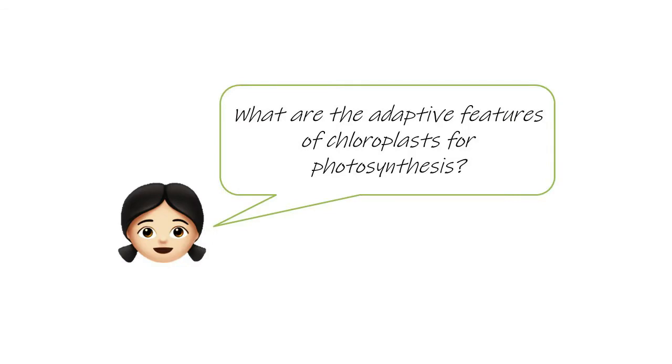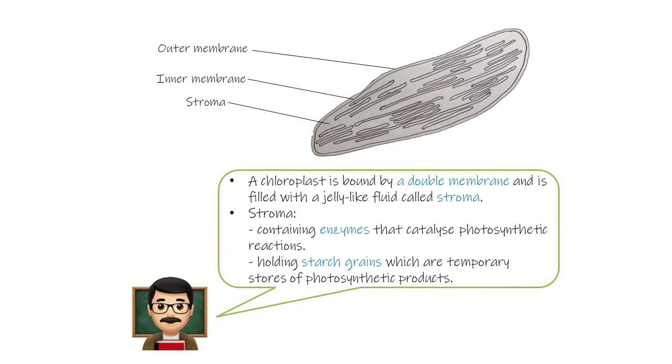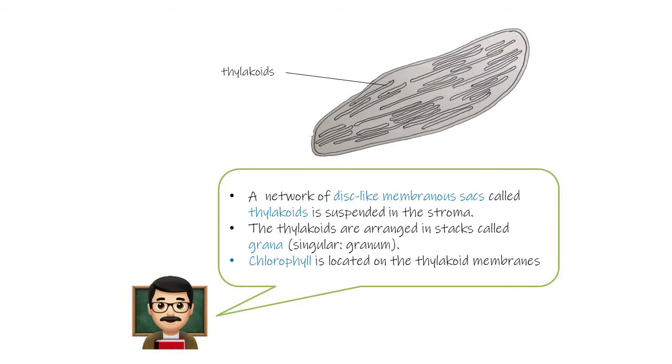So what are the adaptive features of chloroplasts for photosynthesis? A chloroplast is bounded by a double membrane and is filled with a jelly-like fluid called stroma. The stroma contains enzymes that catalyze photosynthetic reactions. It also holds starch grains which are temporarily stored as photosynthetic products. A network of disc-like membranous sacs called thylakoids is suspended in the stroma. The thylakoids are arranged in stacks called grana. Chlorophyll is located on the thylakoid membranes.